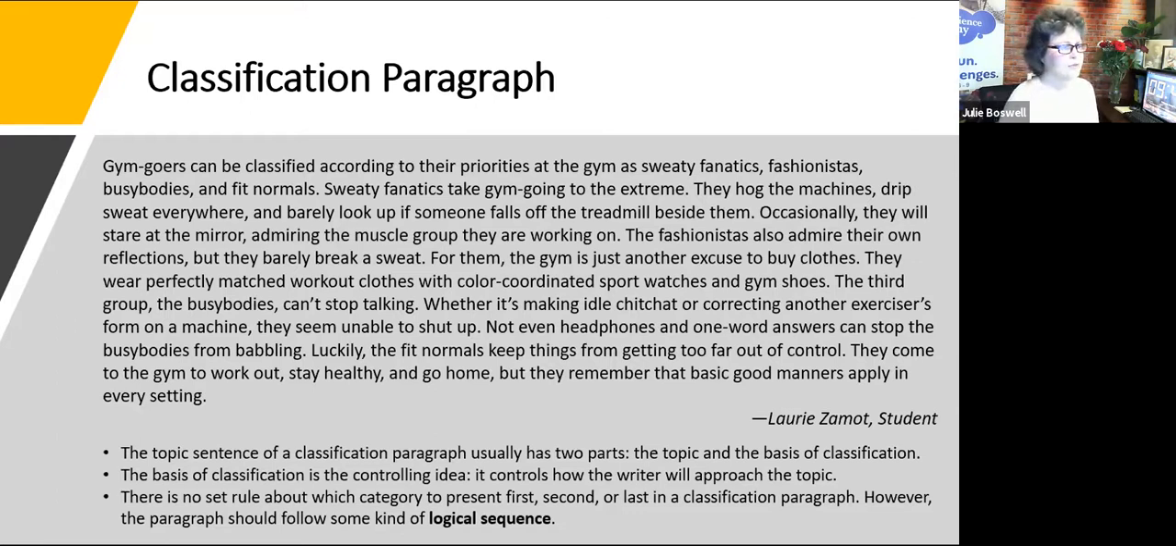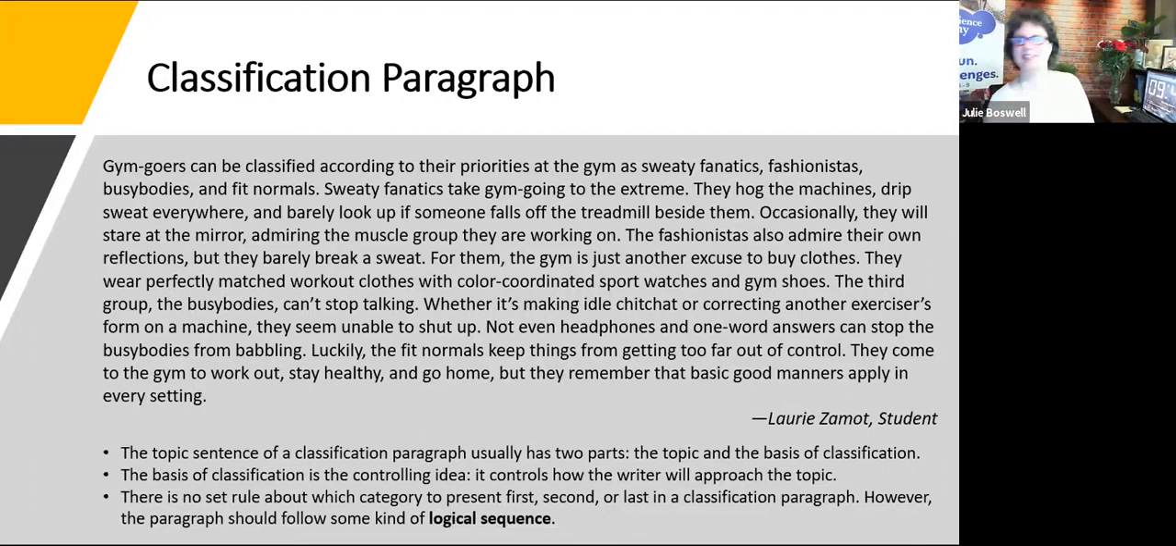Luckily, the fit normals keep things from getting too far out of control. They come to the gym to work out, stay healthy, and go home, but they remember that basic good manners apply in every setting.